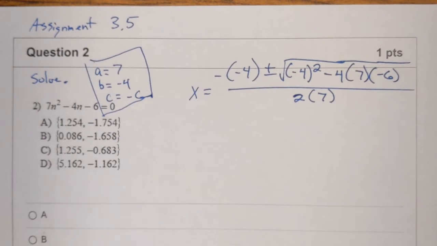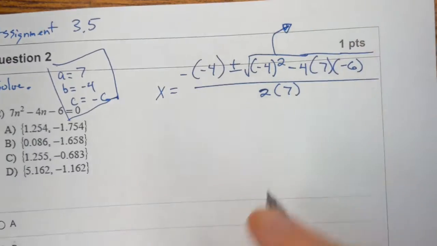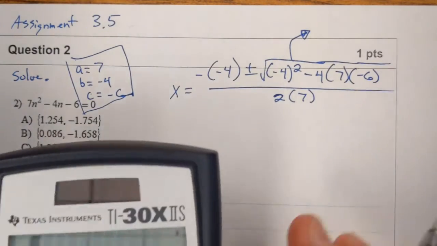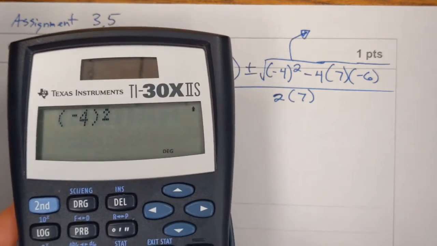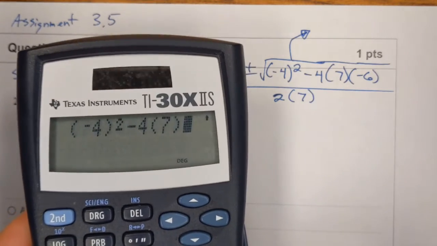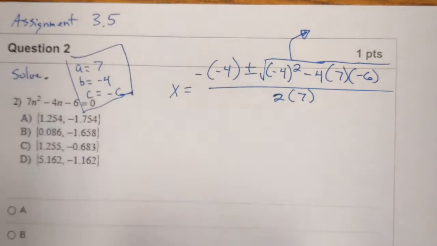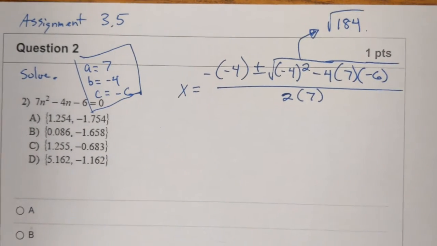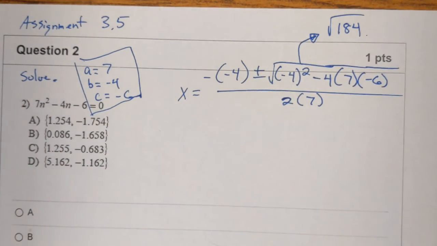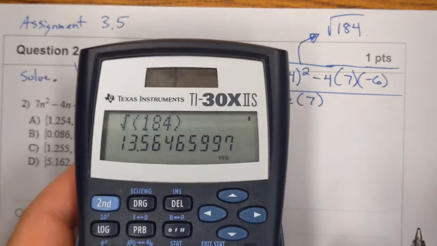And let's follow the exact same thing we were doing back in assignment 3.4. As you work these out, I highly recommend you start with the square root first. Specifically, don't even press the square root sign yet. Just do negative 4 squared minus 4 times 7 times negative 6 and hit enter. This comes out to 184, but remember, I still need to take the square root of that number. I need to now take the square root of it, and oh boy, here we go.